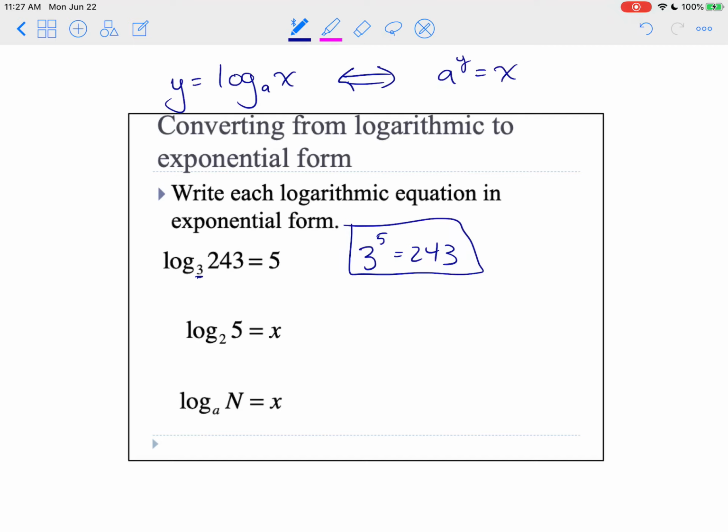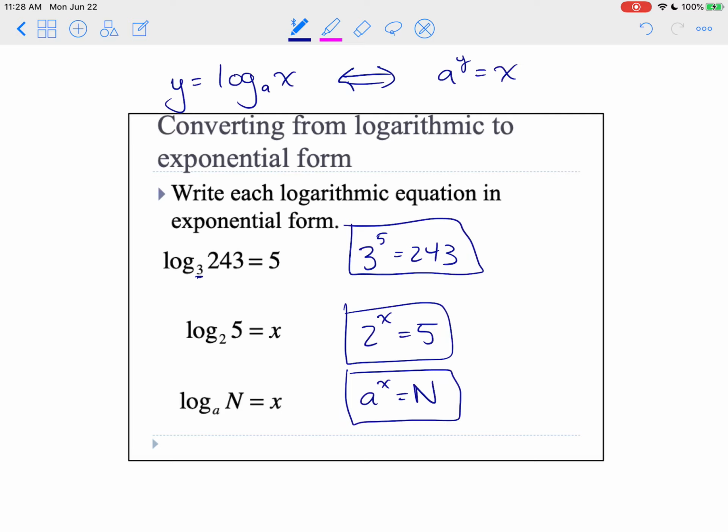Again, I suggest that you pause and try the other two problems on your own, and then when you come back, we'll go through them together. Go ahead and pause. All right, so now we have 2 to the x equals 5, and we have a to the x equals n. So I hope that went well as well.